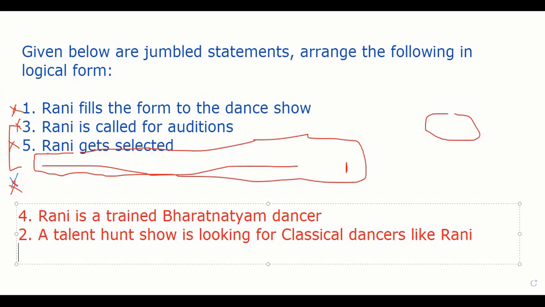Now tell me, Abhinav, you are saying something. Sir, it should be the first one because only after you fill the form can you be called for auditions, right? Correct. So guys, it should be first because first you fill the form to dance show, then you will be called, because there will be many people who may be opting for it. So first you have to fill the form and then selected people will be called for the auditions, correct?